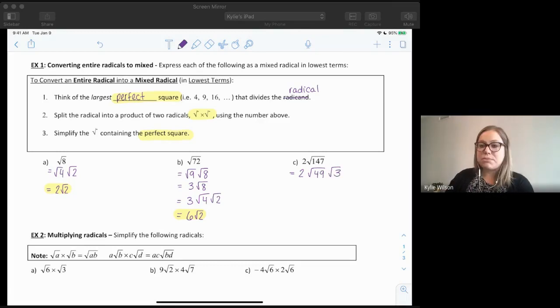And some of these you might just have to keep trying. So you can go through all of your perfect squares, have them ready to go, and then try dividing 147 by all of them. So root 49 is 7. So I can multiply that by that 2, and I'll have 14 root 3. And that would be my final answer.